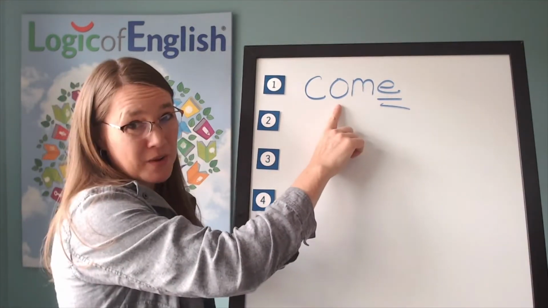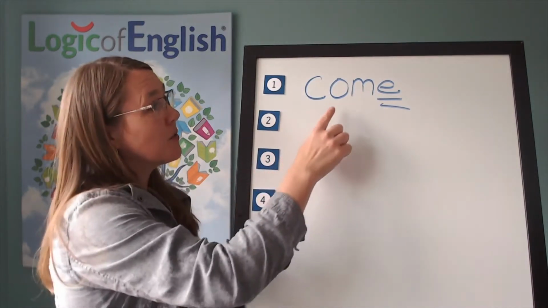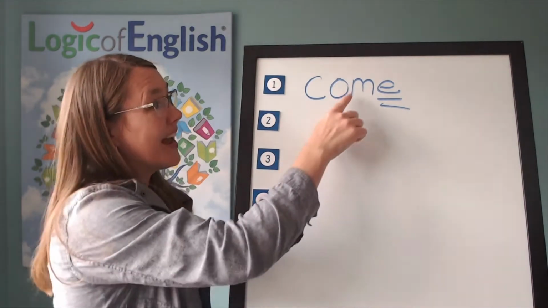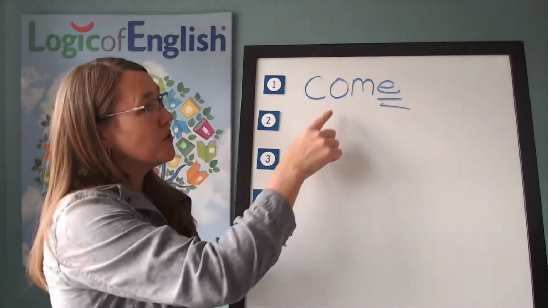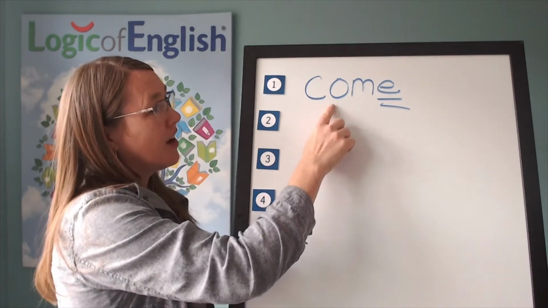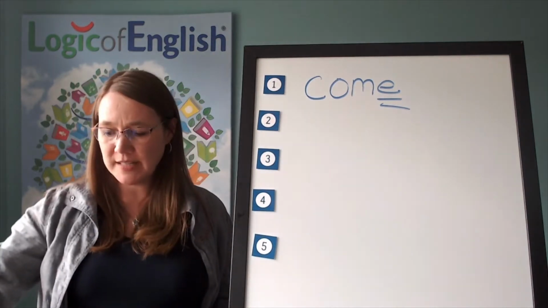Now, what do we know about this O though, saying it's a sound? That's right. O may say next to a W, T, H, M, N, or V. So there it is. There's that lazy O again. Let's read it. Come. The next word is some.